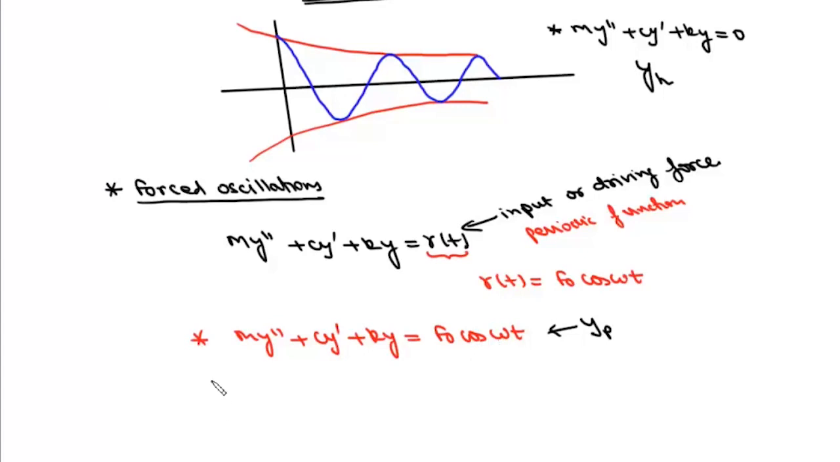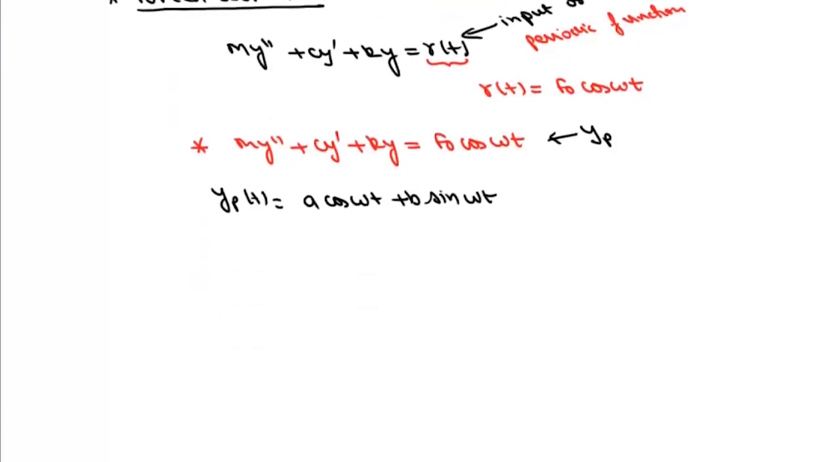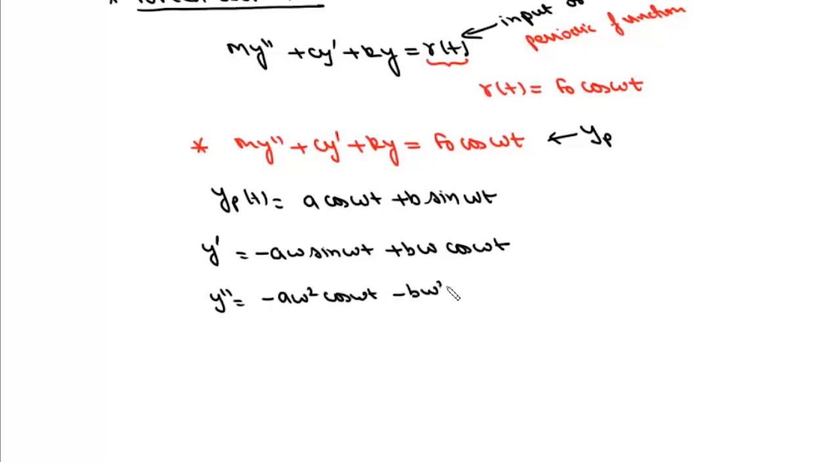We can find this yp by the method of undetermined coefficients, and we know that since it is a sinusoidal function, this yp(t) should be of the form a cos omega t plus b sine omega t. Now if we differentiate this, we can write y dash as minus a omega sine omega t plus b omega cos omega t, and y double dash will be minus a omega square cos omega t and minus b omega square sine omega t.